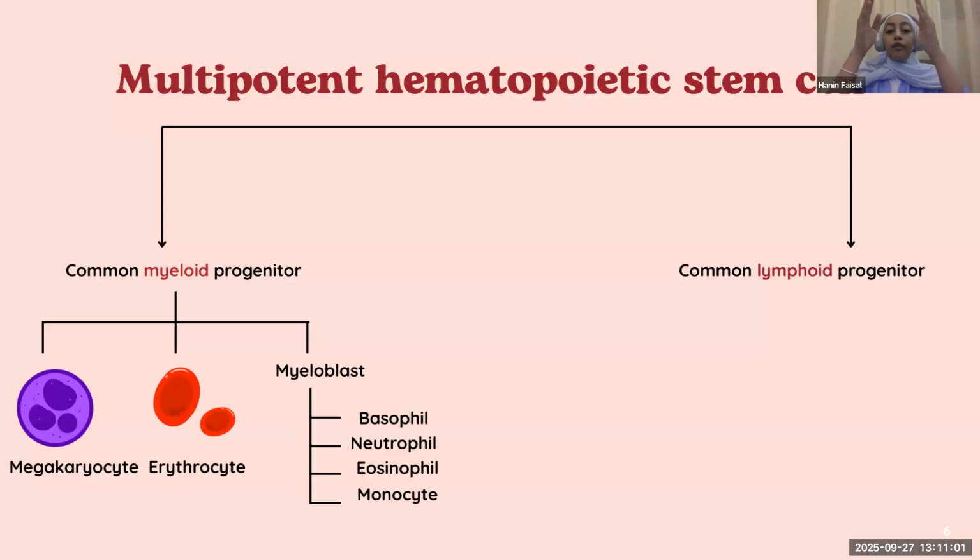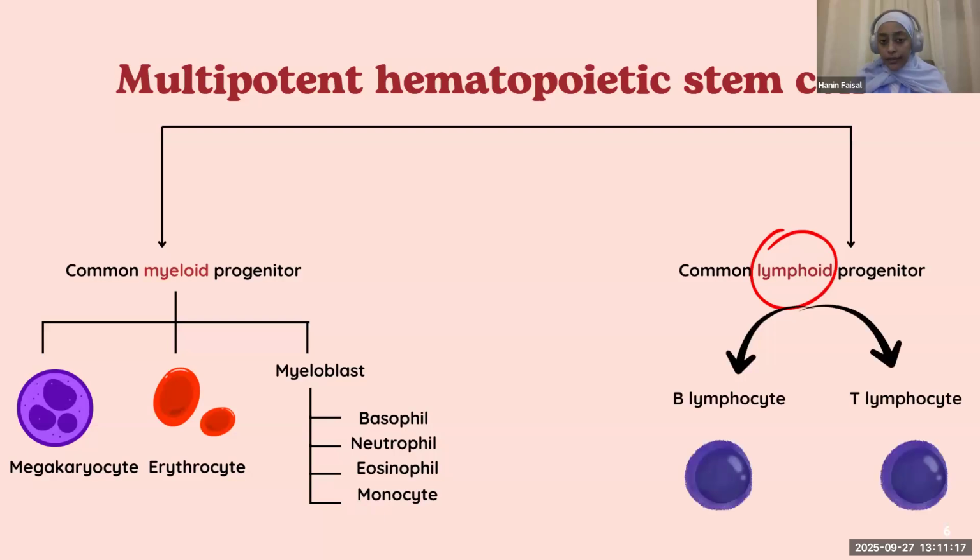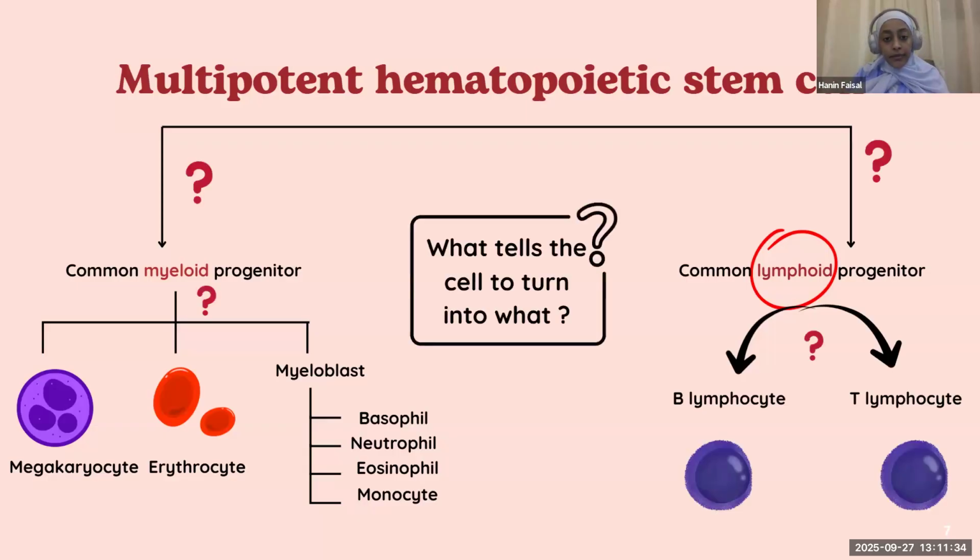So basically, again, you have the multipotent hematopoietic stem cell. It can give you the common myeloid or common lymphoid. Myeloid is more about the white blood cells and the red blood cells, while lymphoid, from its name, is for the lymphocytes. And we know that you have two types of lymphocytes, the B lymphocyte and the T lymphocyte. Again, myeloid is mainly the red blood cells and the white blood cells that are the granulocytes, while the lymphoid is going to give me the T lymphocyte and the B lymphocyte.